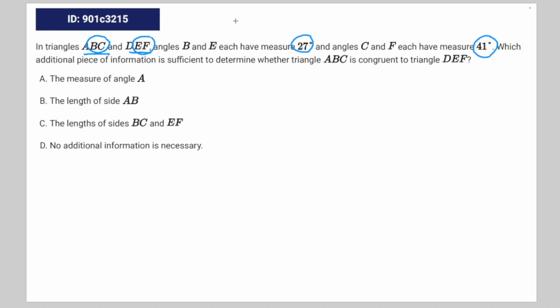But the inverse logic applies as well. If EF is not equal to BC, then the entire triangle is not congruent. Therefore, under this logic, you only really need to look at two corresponding sides in order to determine congruency. Therefore, C, the lengths of sides BC and EF, is the correct answer.